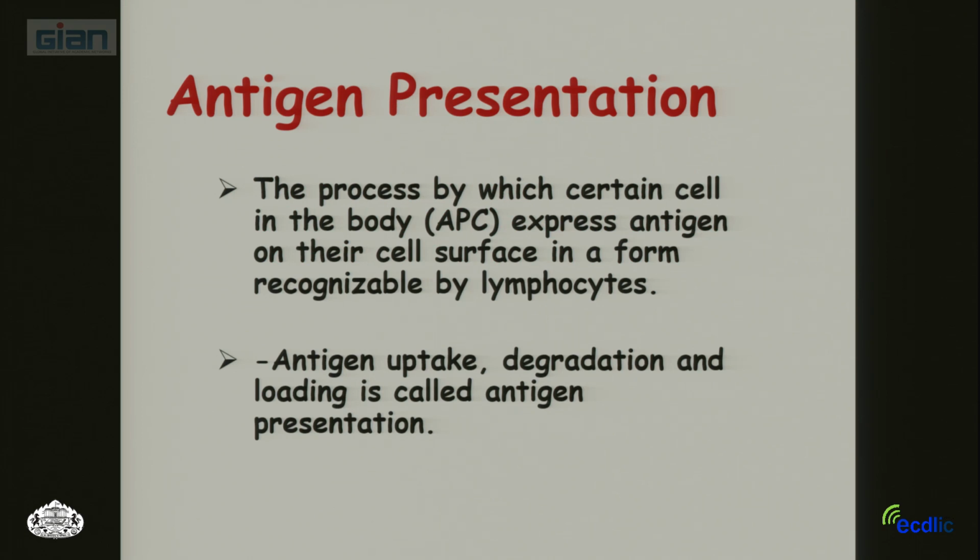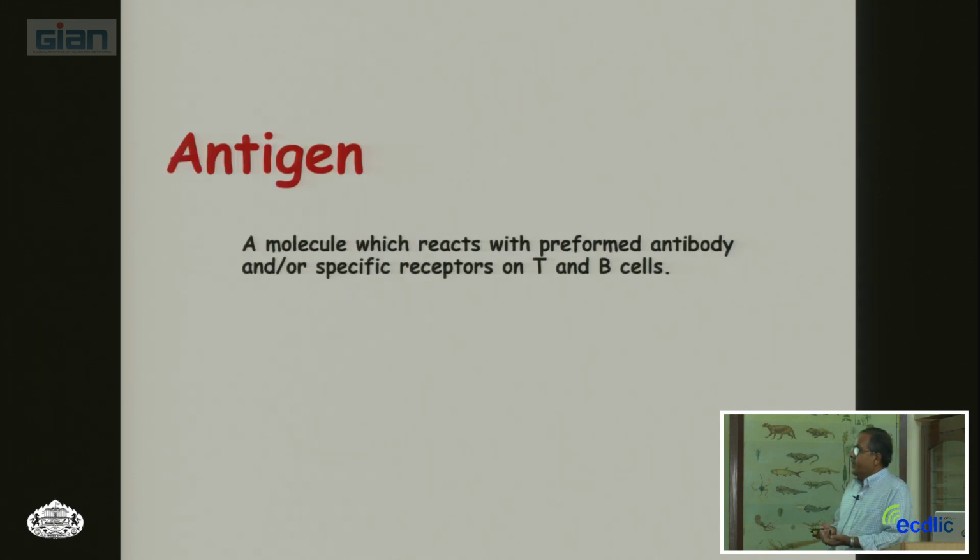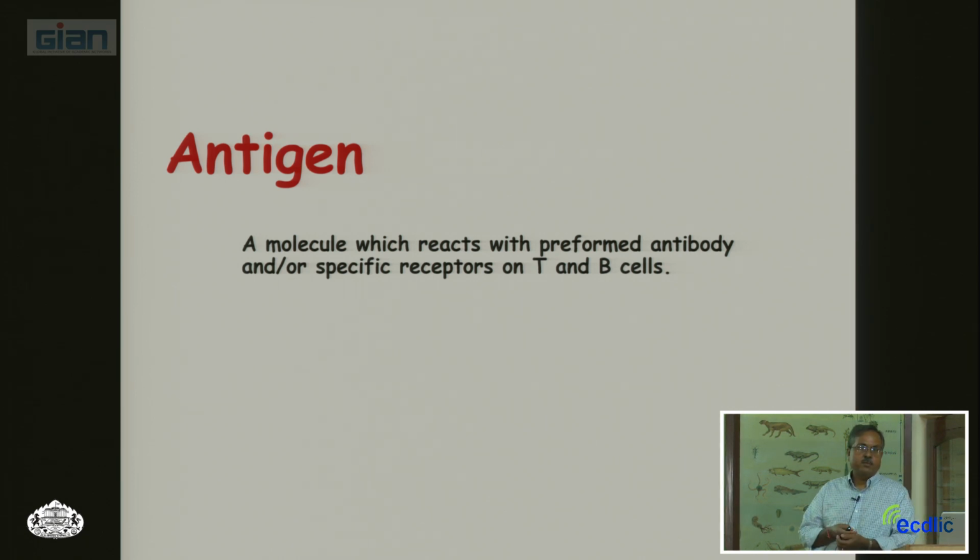So antigen presentation is basically a process where antigens are presented at the cell surface, which will be recognized by lymphocytes. And the process in itself involves antigen uptake, degradation and processing of that particular peptide, and then finally antigen presentation. And I think from day one, I keep hammering you guys with antigen and antigen. This is a classical definition of antigen: a molecule which reacts with preformed antibody and/or specific receptors on T and B cells. Those receptors will be your T cell receptor and B cell receptors. So I will give you a brief introduction also about those two receptors.